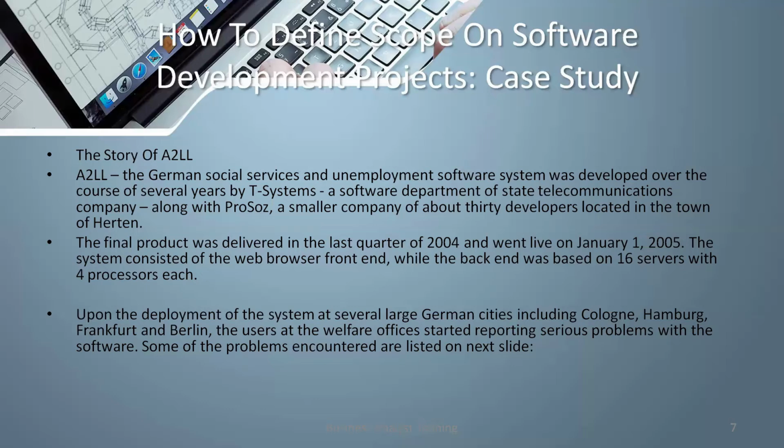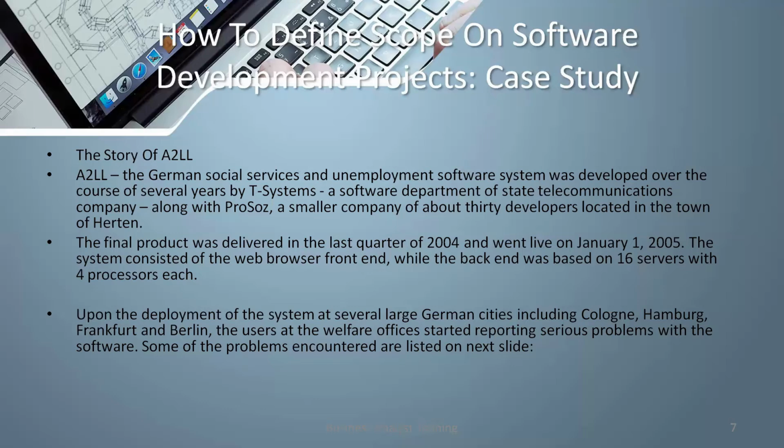So this is about software being used by the German unemployment agency. Every country has an employment agency, right? So the German employment agency worked with a company called T Systems, and they developed software called ProSource. Oh, sorry, ProSource is a smaller company. The final product was delivered in the last quarter of 2004 and went live on Jan 1st. The last quarter, so could it be October or November? And within 2-3 months, it went live on Jan 1st.